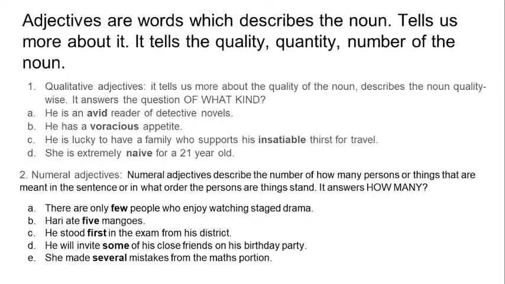The first one is qualitative adjectives. In the sentence sometimes there's the question of what kind the noun is. What kind of a person he is, what kind of noun it is. That question will be answered by your qualitative adjective. It will tell you more detail about the quality of the noun. How is the noun, quality wise? Now, let us take the first example: he is an avid reader of detective novels.